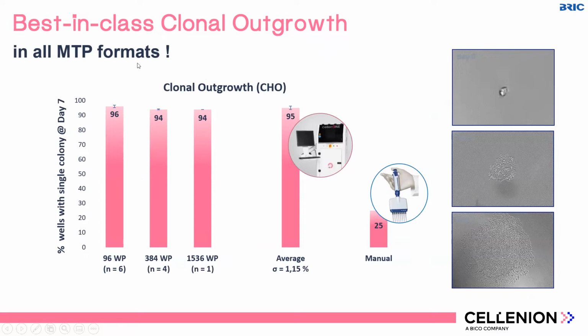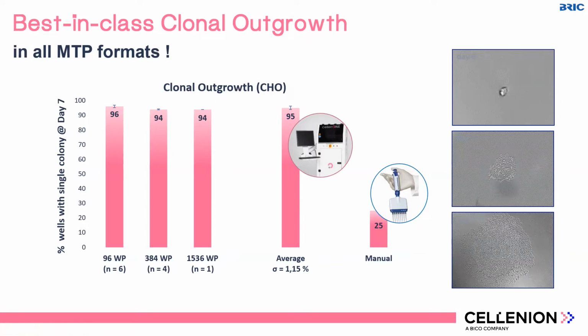Clonal outgrowth is a combination of the accuracy, making sure you have a single cell, but also making sure that this cell is going to give rise to a single colony. So here we are measuring the percentage of wells containing a single colony coming from a single cell after 7 days of culture. And as you can see, we obtain outstanding results because the technology is very, very gentle.